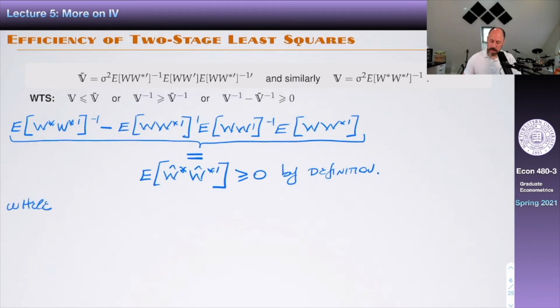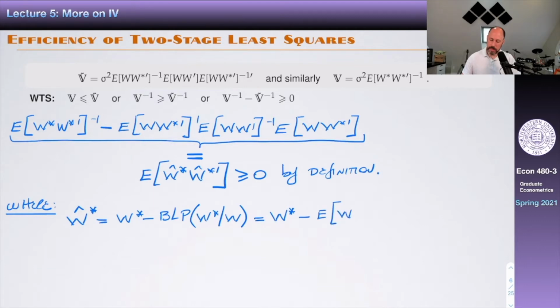Now, what is this W hat? Well, W hat star is simply W star minus the best linear prediction of W star given W. So we can write it as W star minus the best linear predictor of W star given W. And this is just going to be W star minus expected value of W star prime, expected value of W prime inverse, W, and do some algebra.